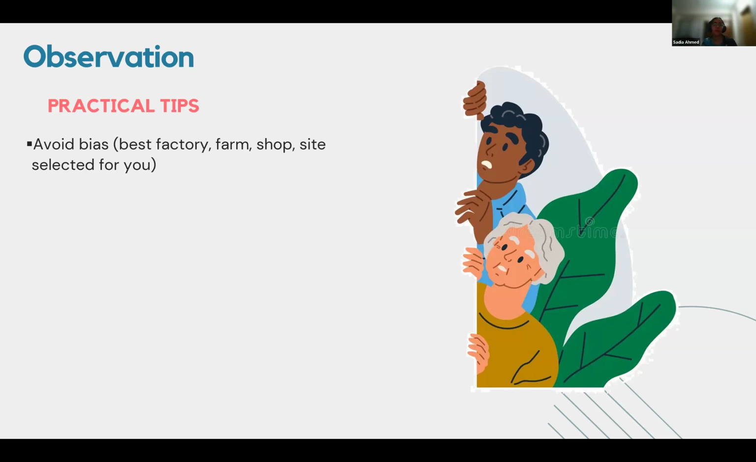For example, if it's a partner, you can tell them that since we want to improve your production process, it's important that I see good and bad as well. So if you can show me both. So these are the different ways you can try to avoid bias as much as possible so that you can avoid the best factory or the best situation.